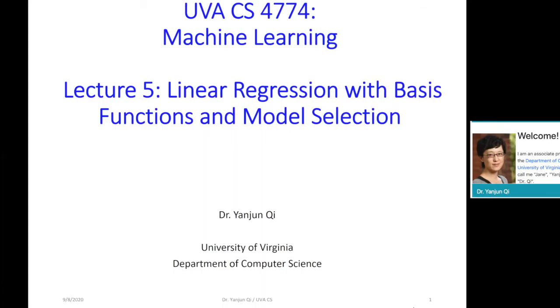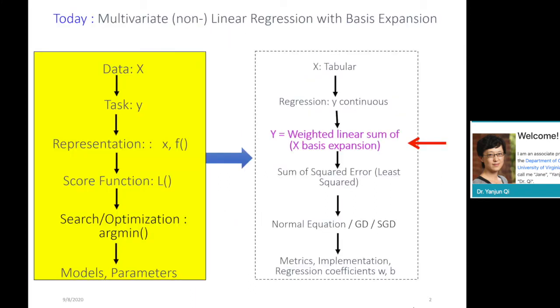So this is lecture 5, linear regression with basis functions and model selection. Especially now we start to jump into a very important workflow module called model selection, and it's coupled with this very simple extension of linear regression, which makes linear regression able to work on nonlinear cases. So everything in linear regression with basis expansion is the same as linear regression.